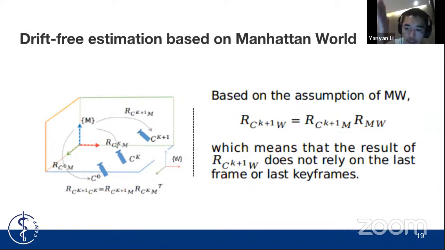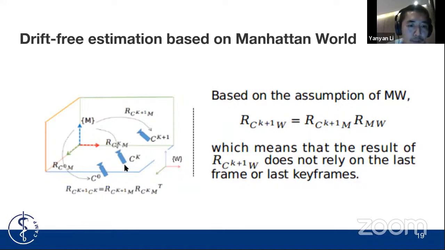Most of the buildings are standing in the same line, and they have parallel and perpendicular relationships. So this is why we call it the Manhattan world. And if we have this Manhattan world environment, then for the first frame, if you can compute the rotation matrix between the first frame and the Manhattan world, then you will obtain this rotation matrix.